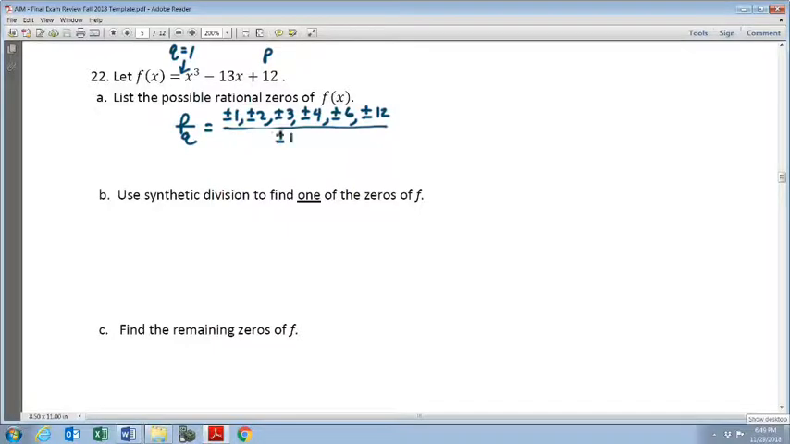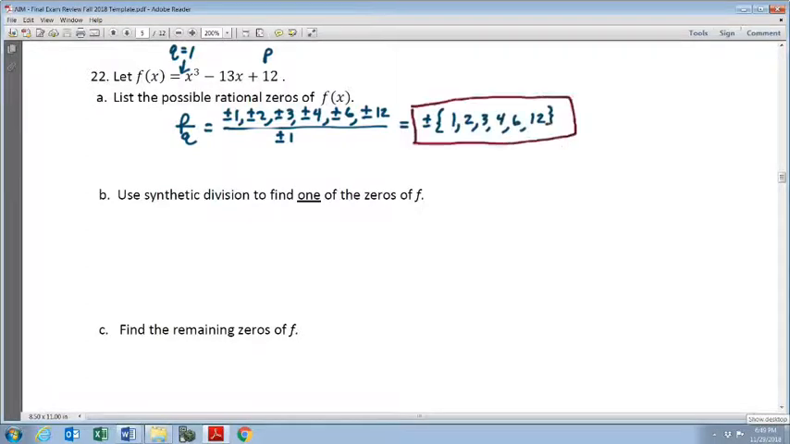So that's our numerator, and then in the denominator the factors of 1 are just 1. And so we're going to take each of the factors of P and put them over 1. Well, that's just going to be the factors in the numerator there. I'm going to put the plus or minus out front in braces, just to indicate that we're looking at the positive and negative of each number here. So one of these zeros, we should be able to find to work.